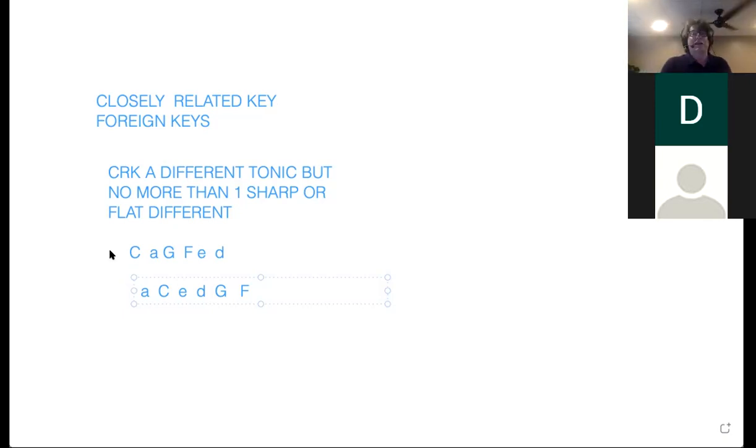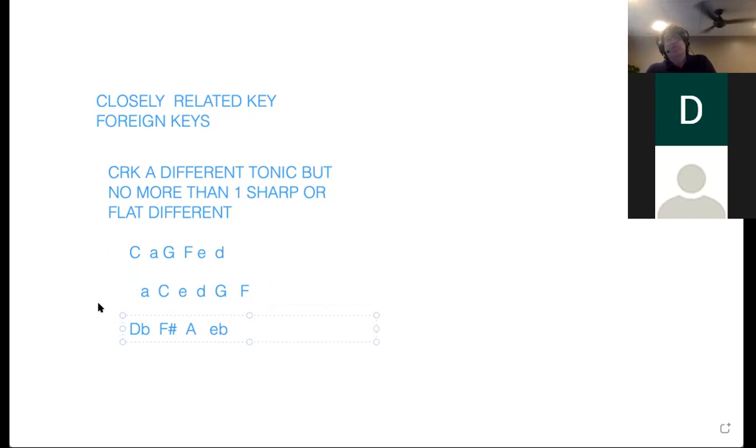So the distantly related keys would be something like this. In the key of C, the distantly related would be D flat. Let's give a bunch of them. F sharp. A. Let's see. Let's do a fun one. How about E flat minor, as you said. Those would all have lots of sharps or flats, so they would be foreign keys, not closely related.